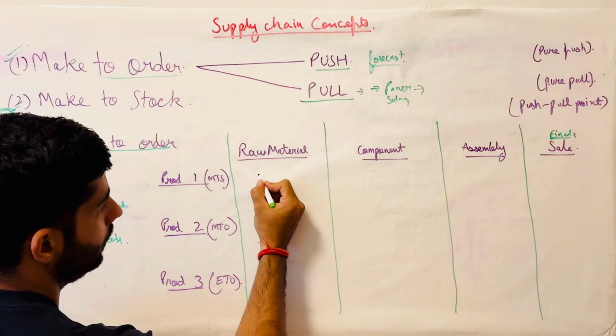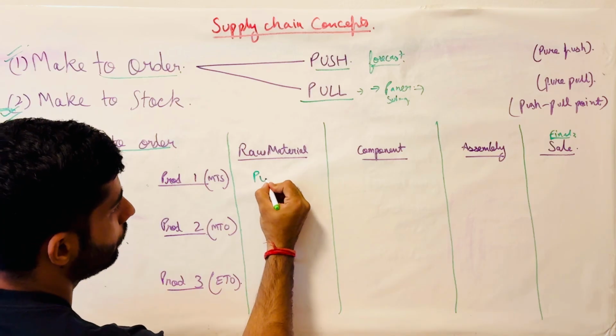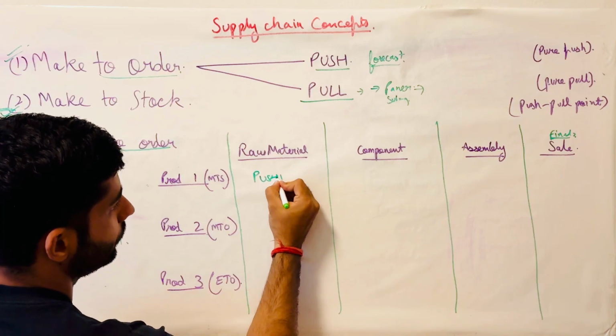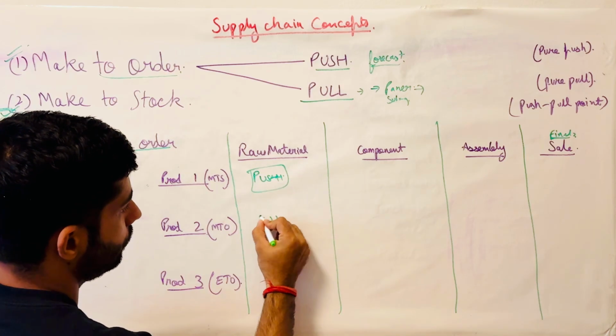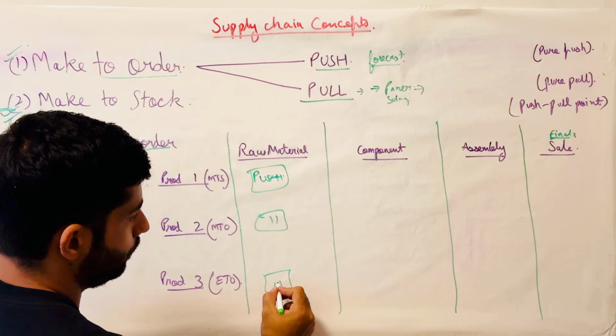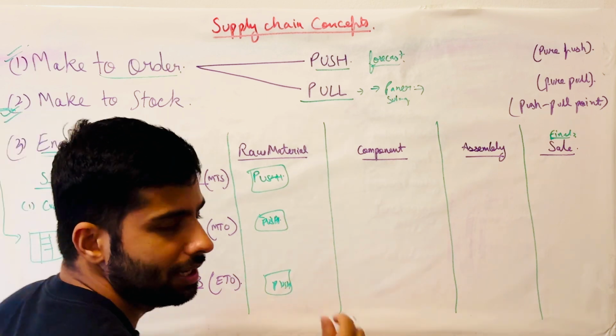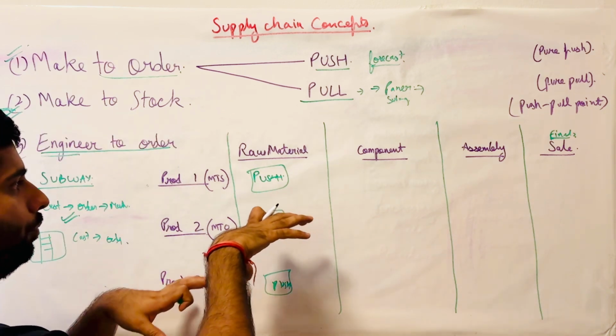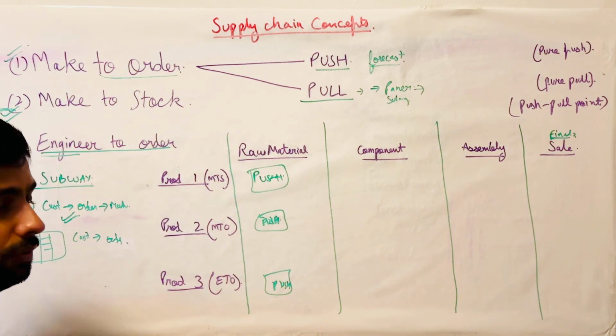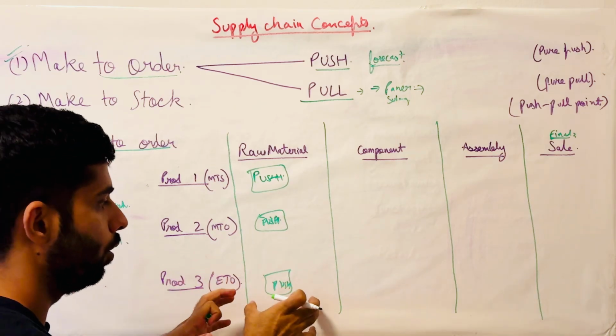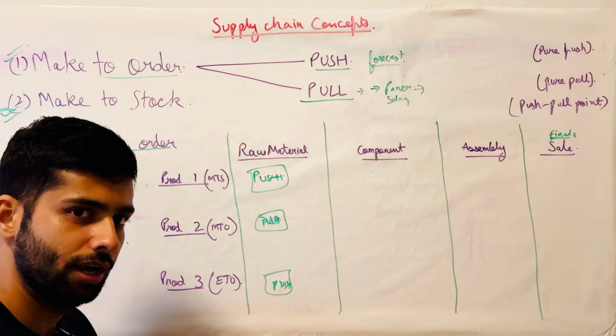So raw material will always be a push in all three cases: push, push, and push, right? There's some kind of forecasting that they did, and irrespective of which product it is, the raw materials were ordered beforehand.